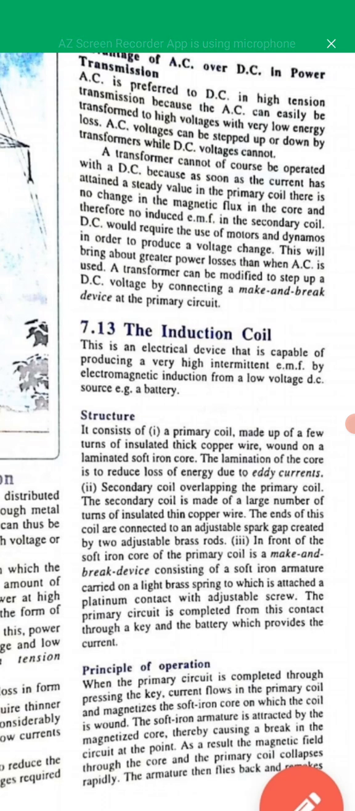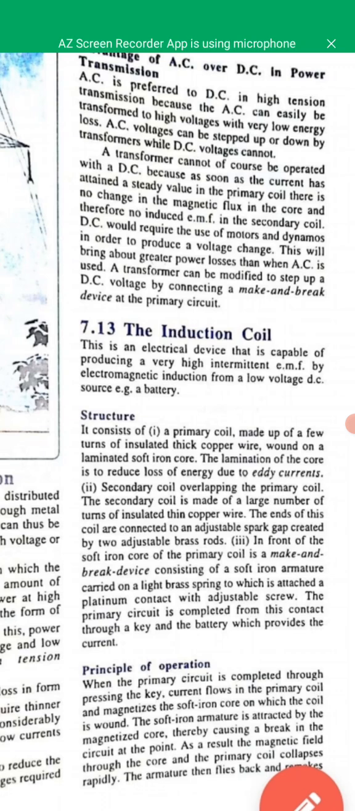Now DC would require the use of motors and dynamos in order to produce a voltage change. For voltage to be induced, we need to add an extra load to the DC supply in the form of motors or dynamos to convert some mechanical energy into electrical energy in order to produce a voltage change. This will bring about greater power losses, greater heat losses, than when AC is used.